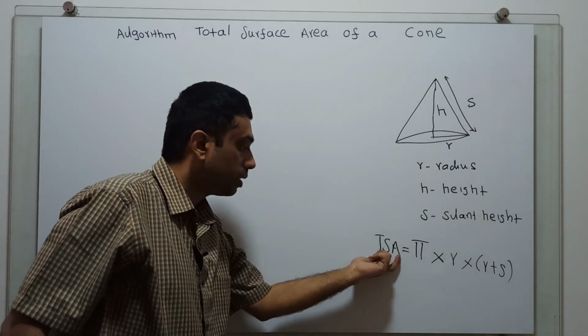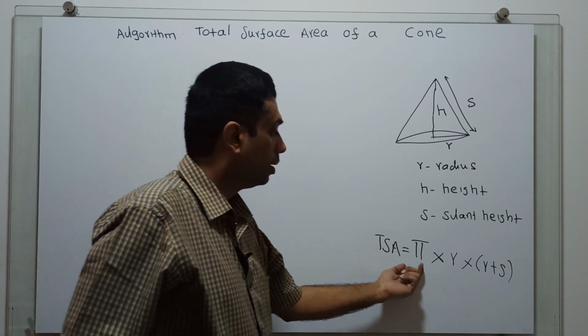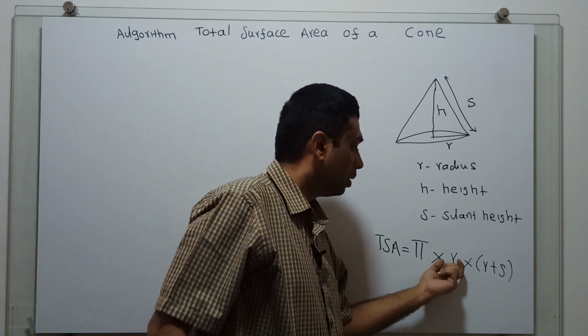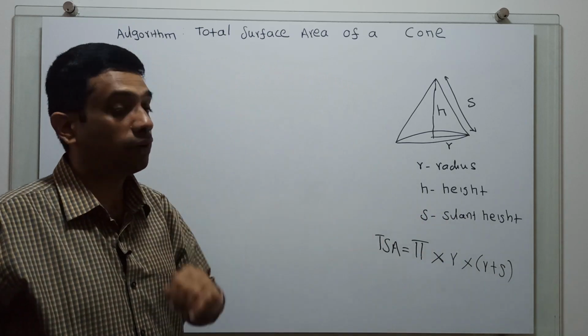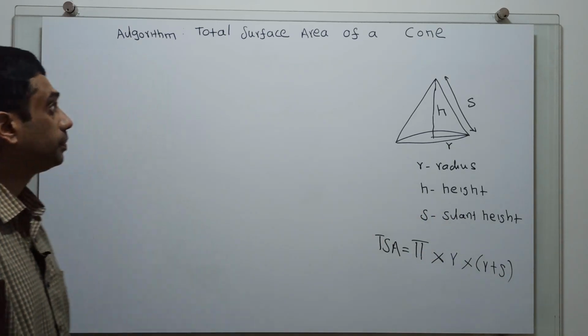The formula for total surface area TSA equals pi into radius plus slant height. For this, we are going to write an algorithm.